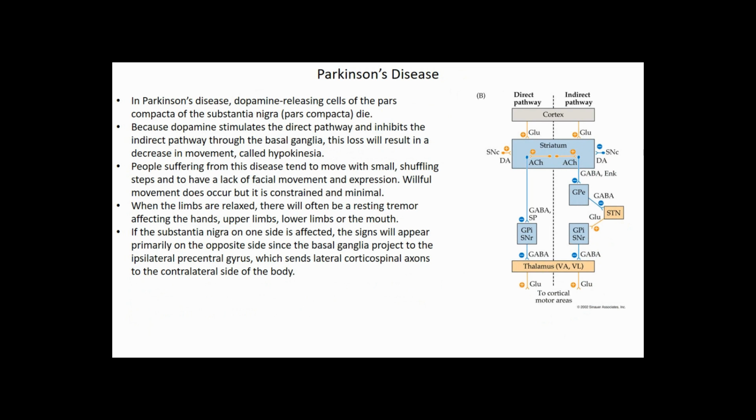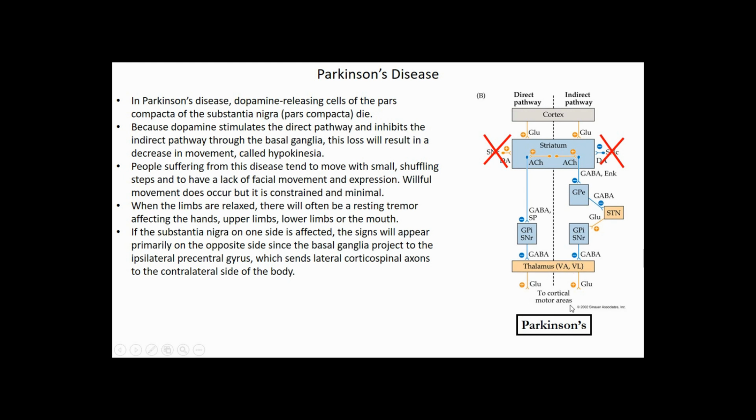Because here's the payoff. Parkinson's disease. In Parkinson's, we have the death of dopamine-releasing cells in the pars compacta of the substantia nigra. So we lose these cells. And what happens? Well, we stop activating the direct pathway as heavily as we did. We stop inhibiting the indirect pathway as much as we did. And we're going to wind up, in essence, causing a net increase in inhibition of the thalamic nuclei and the cortical motor areas.